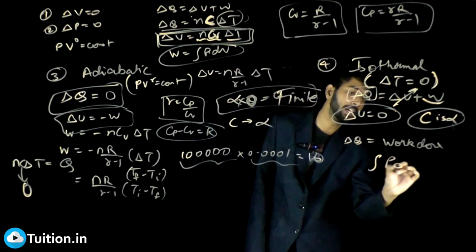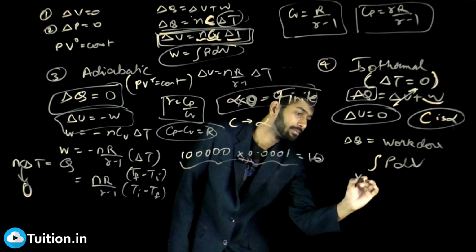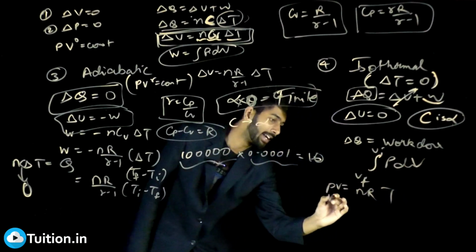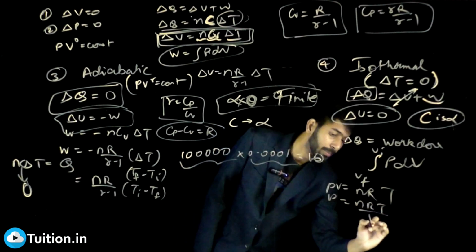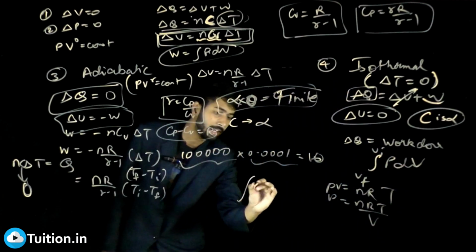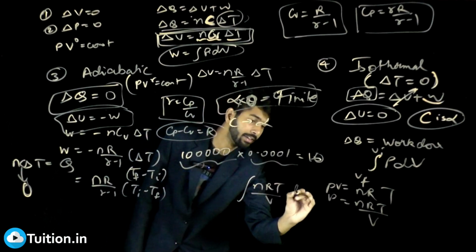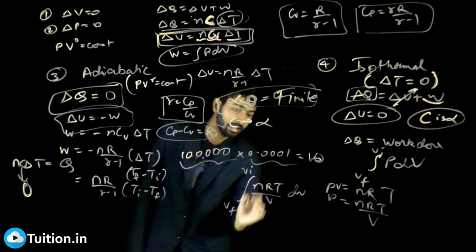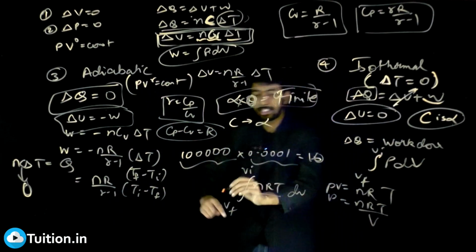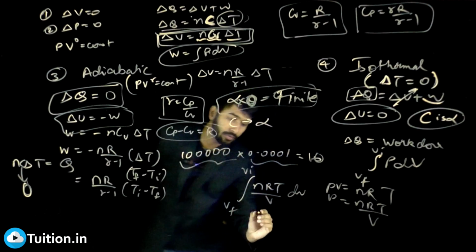So this is the integral of P dV, from Vi to Vf. PV is equal to nRT, so P is nRT by V. Because P is nRT by V, I'll just replace it here, and my integral becomes nRT by V dV. Now, can I take T out of the integral? Yes, because delta T is 0, the temperature is the same at all points. That is why I can take it out of the integral.